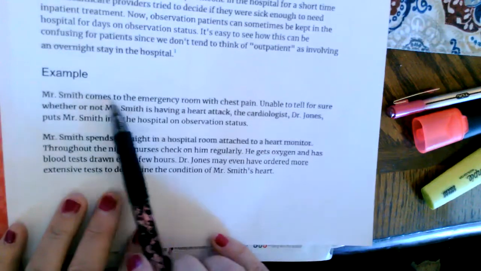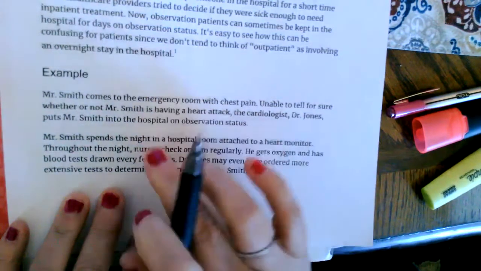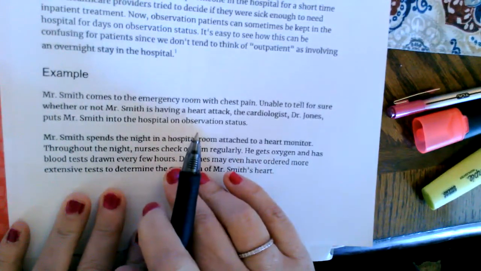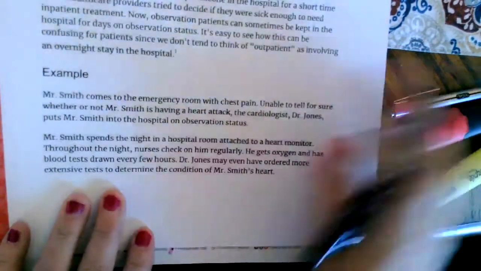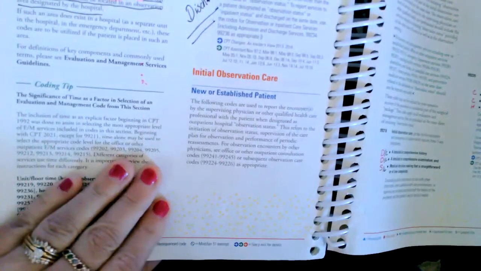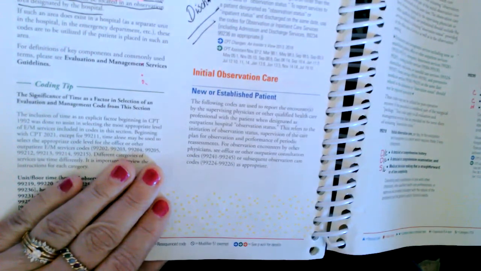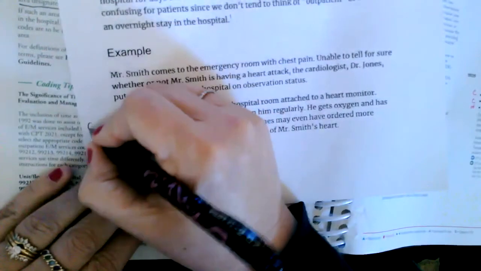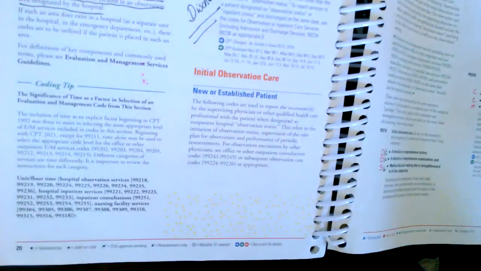So where does all of this come in? Let's just use our Mr. Smith that we just talked about in our example. So Mr. Smith comes into the emergency room with chest pain. He spends the night. So that initial night is going to be our initial observation care. And let's look. He's being put on a heart monitor. So it's of moderate complexity. So we would do a 99219. That is his initial stay.